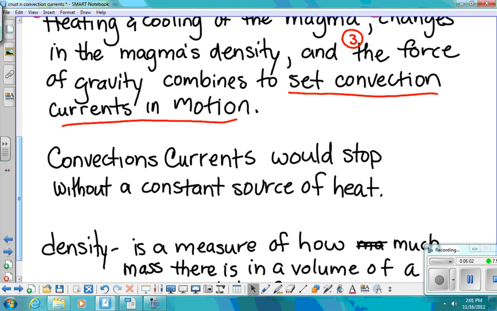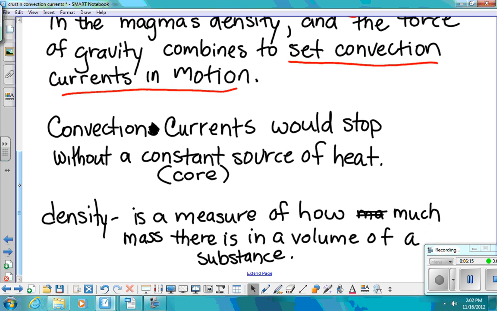Convection currents would stop without a constant source of heat. Where does it get its constant source of heat from? From the core. Lastly, it's important for us to remember what density is. Density is a measure of how much mass there is in a volume of a substance.